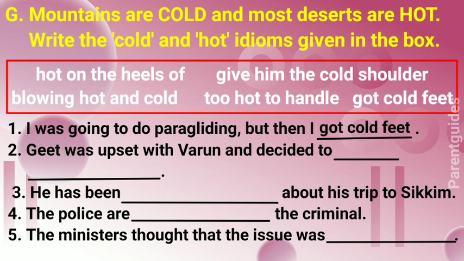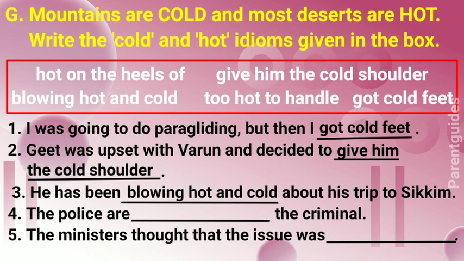2. Geet was upset with Barun and decided to give him the cold shoulder. 3. He has been blowing hot and cold about his trip to Sikkim. 4. The police are hot on the heels of the criminal. 5. The ministers thought that the issue was too hot to handle.